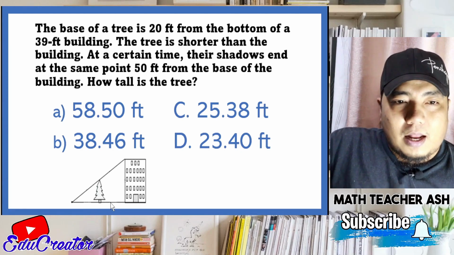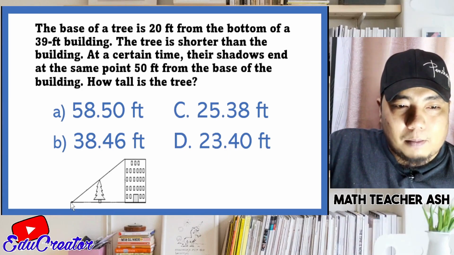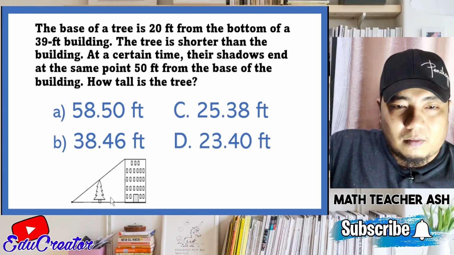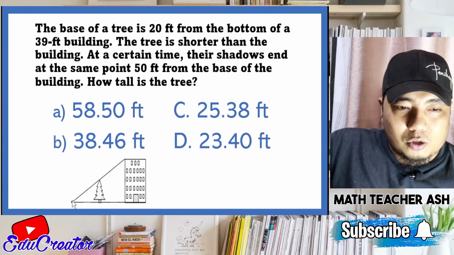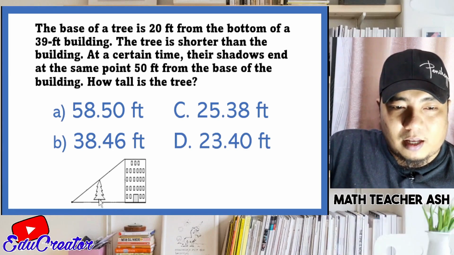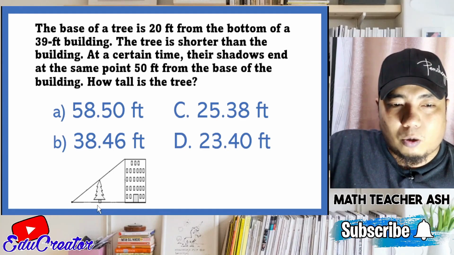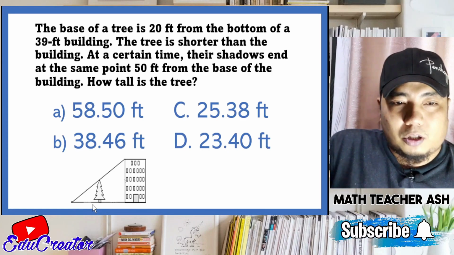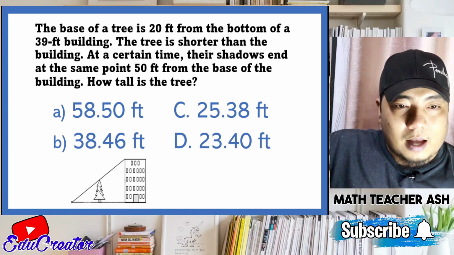Okay, now at a certain time, their shadows end up at the same point, and that is 50 feet from the base of the building. Okay, so this will be 50 feet. So you already have 20 feet here. So therefore, this distance from this point, the shadow cast by the tree, is 30 feet. So that would be 30 feet. Our unknown is the height of the tree.